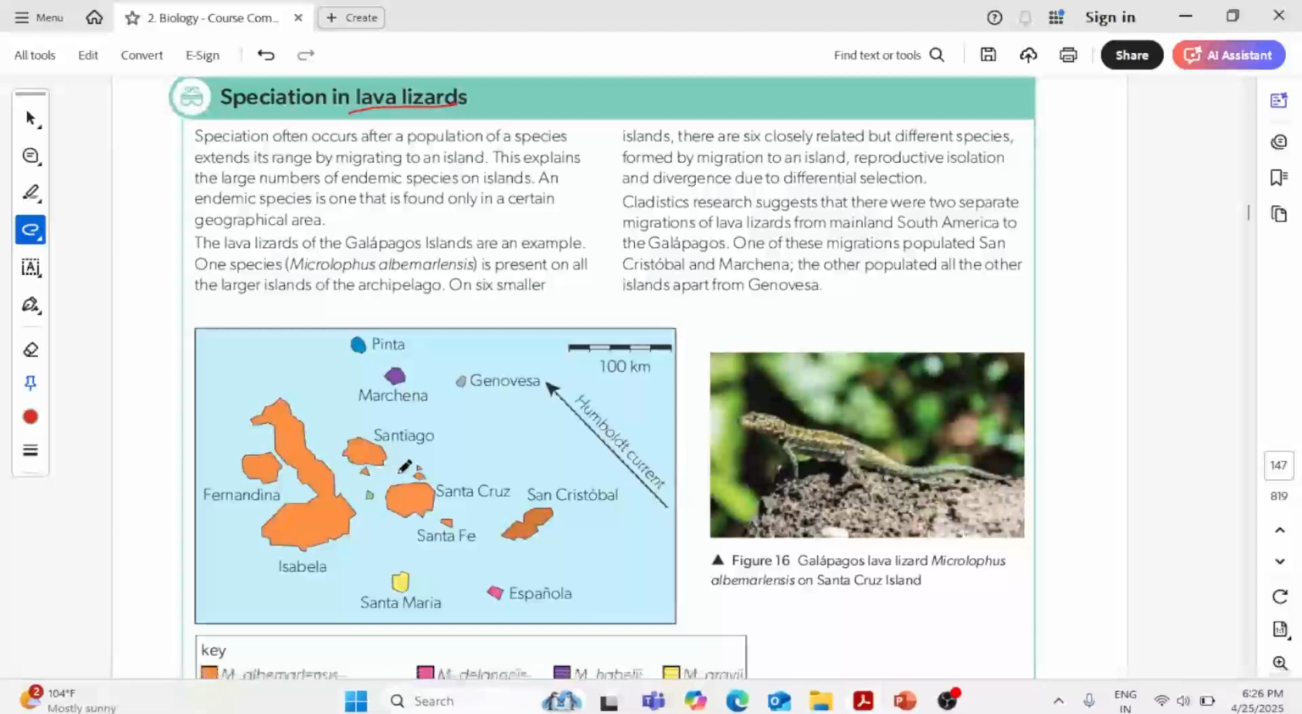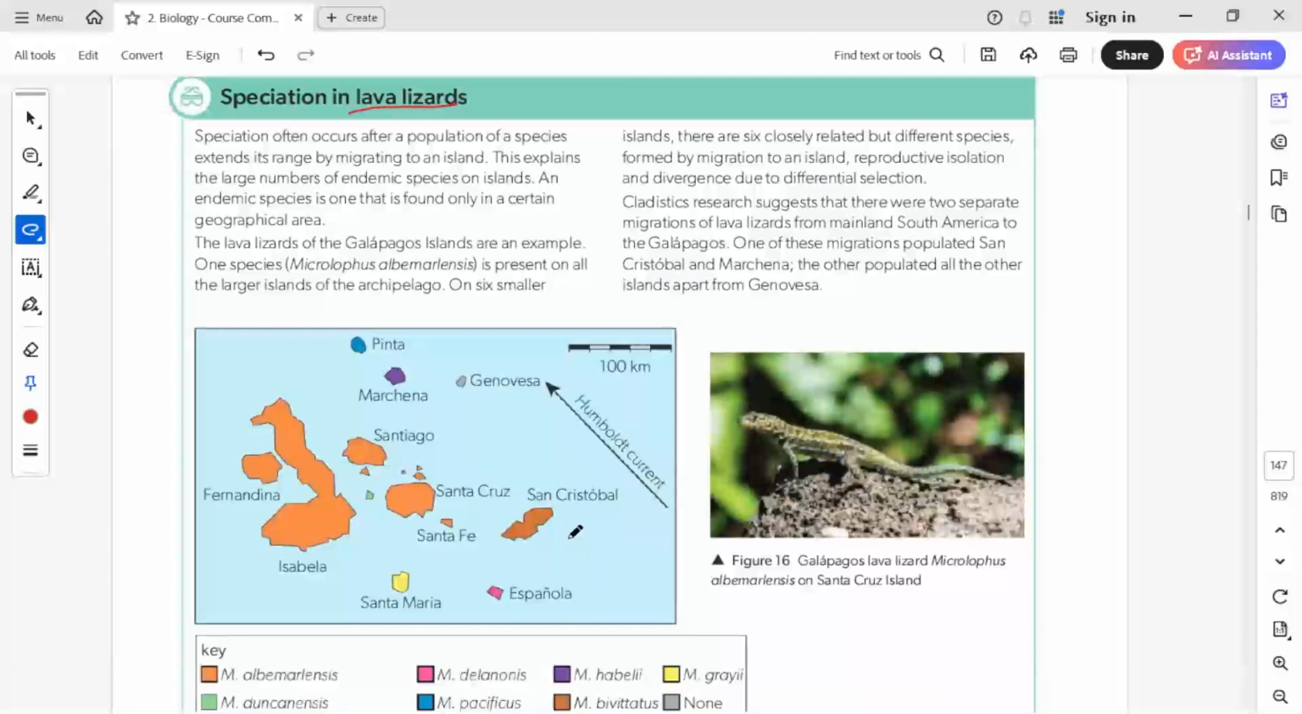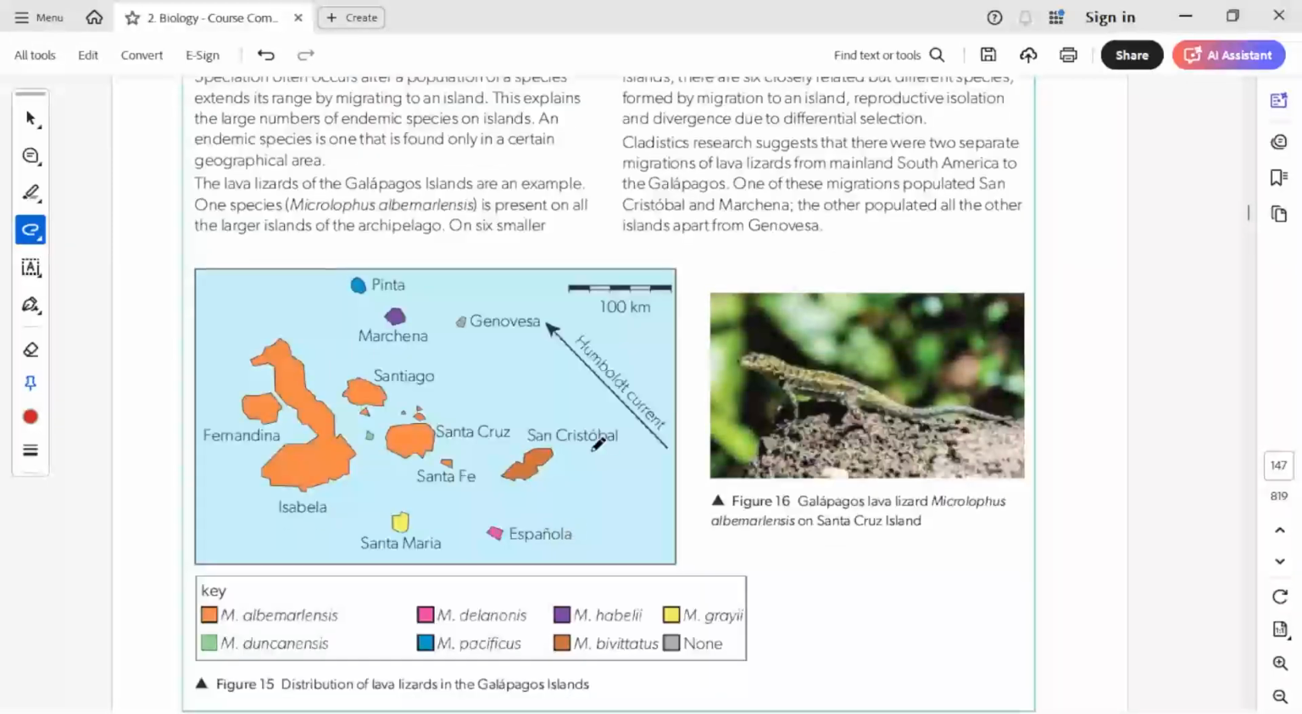So here these are the different islands that are present, and since these particular lizards cannot move from this island to the other island very easily, that is why reproductive isolation has taken place, because of which new varieties of these particular lizards have developed on these different Galapagos islands.